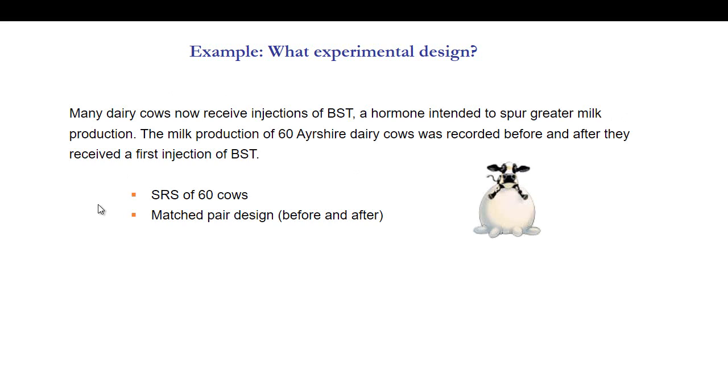Many dairy cows now receive injections of BST, a hormone intended to spur greater milk production. The milk production of 60 cows was recorded before and after they received a first injection of BST. So here we use a simple random sample of 60 cows, and this is a matched pair design. That is, each cow, we look at the milk production before and after the injection of BST.